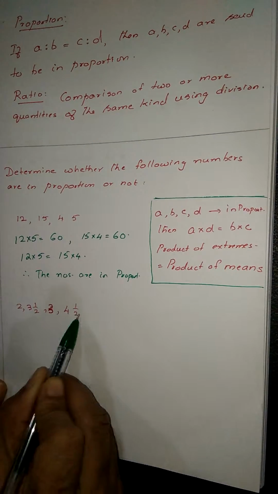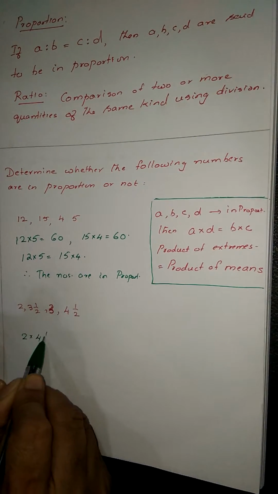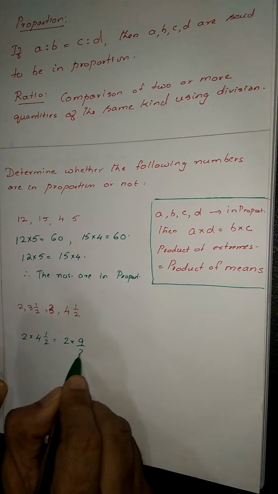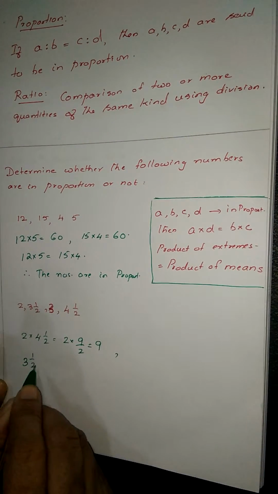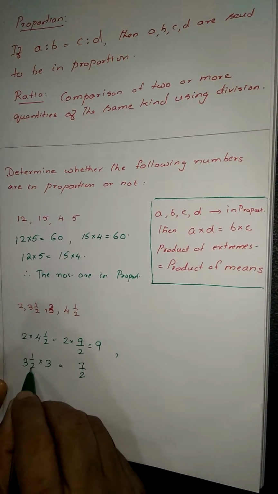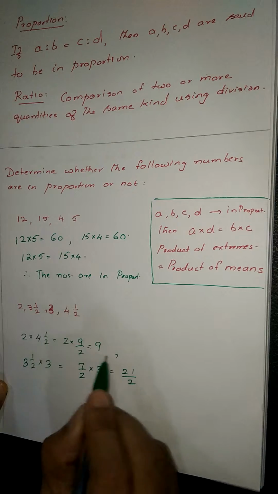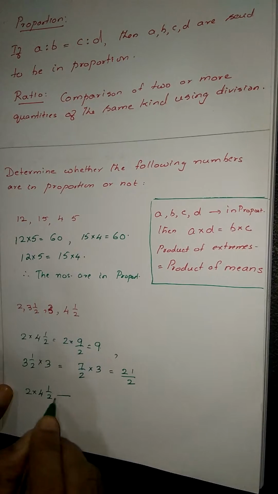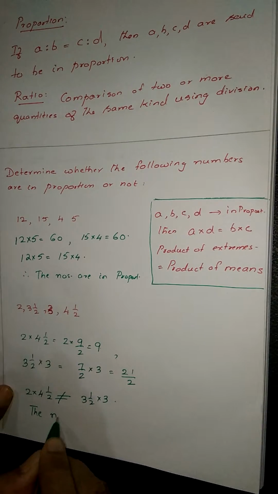Two, 3.5, 3, 4.5. Again we will multiply the extremes. 2 into 4 1 by 2 is equal to 2 into 9 by 2, which is equal to 9. Now 3 1 by 2 into 3 is the product of means. 7 by 2 into 3 is equal to 21 by 2. So now they are not equal. So 2 into 4 1 by 2 is not equal to 3 1 by 2 into 3. So the numbers are not in proportion.